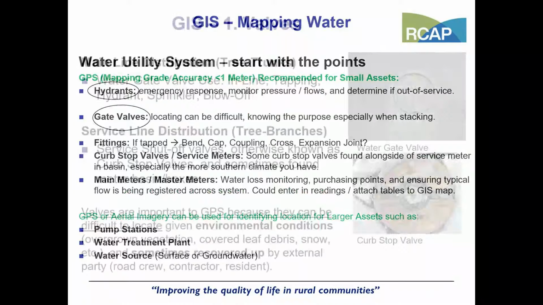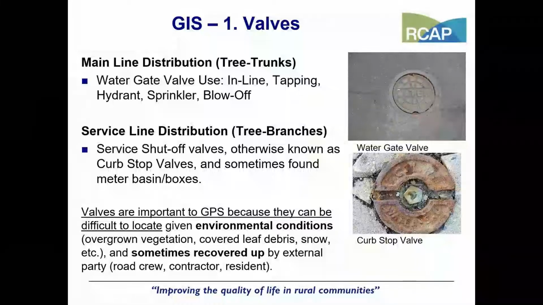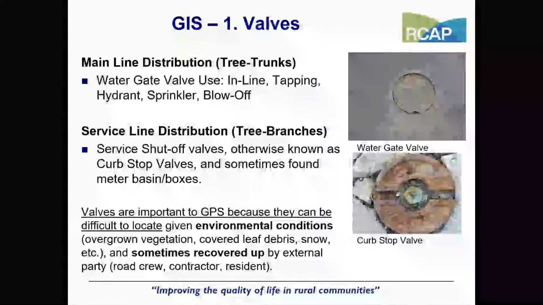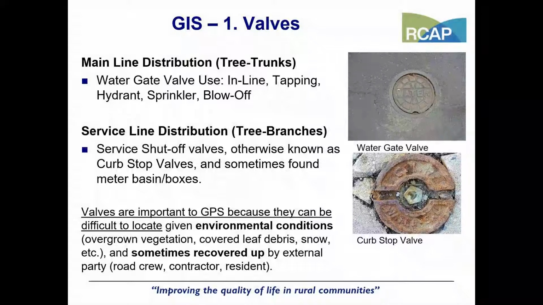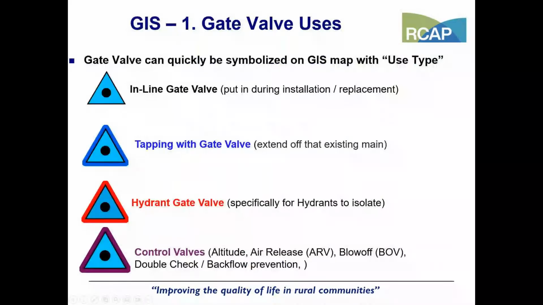So again, starting with valves, so you have your main gate valves and then your curb stop valves. Today we'll be showing some exercise forms with Survey 123, so you can track your operation maintenance activity. And then I'll show that the symbology will be different based on what kind of gate valve you have. And of course there are butterfly and other valve types.